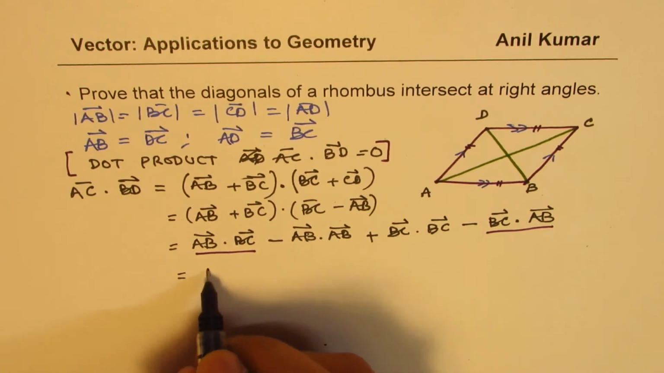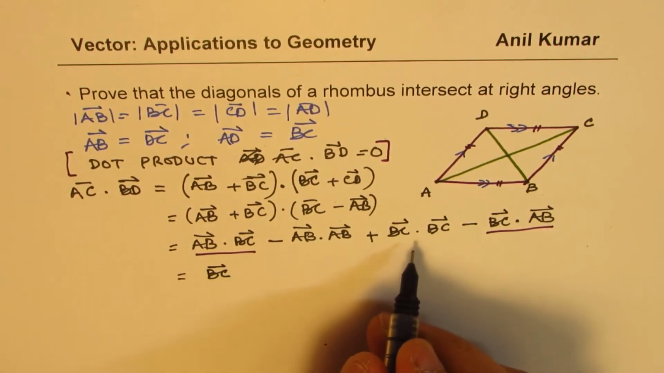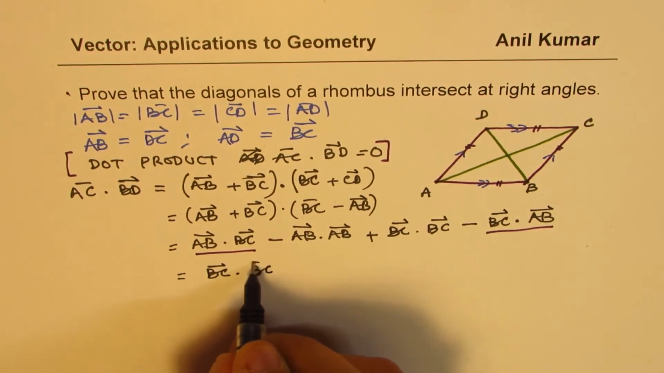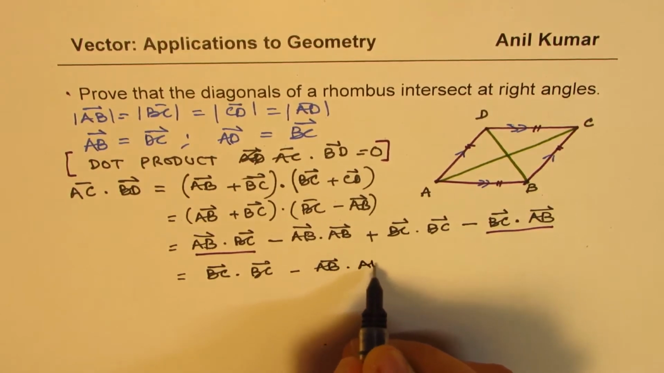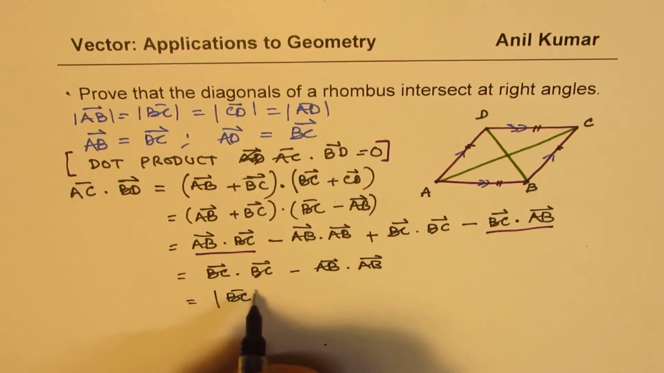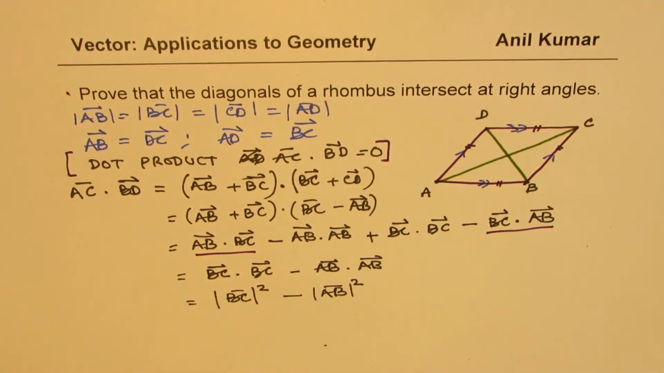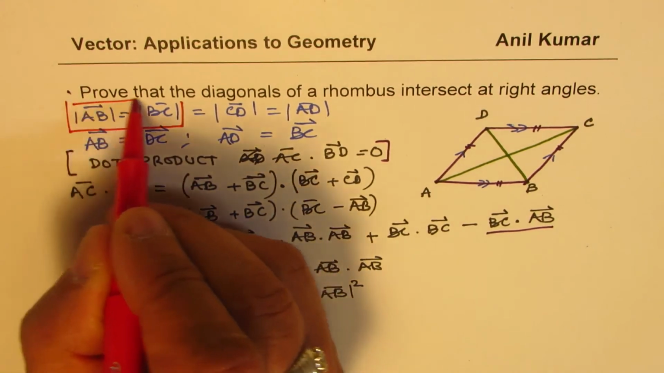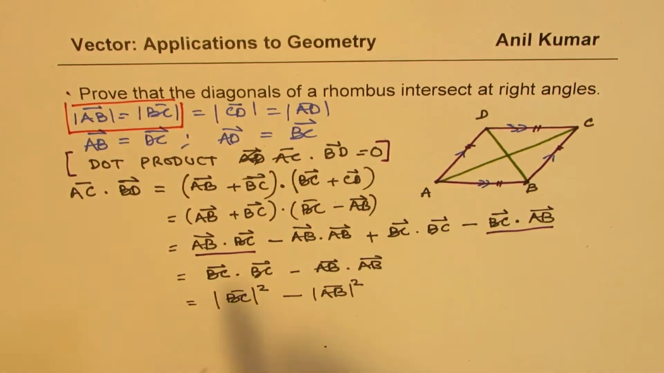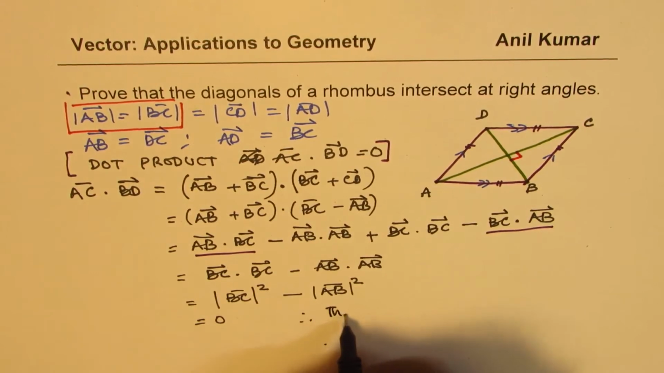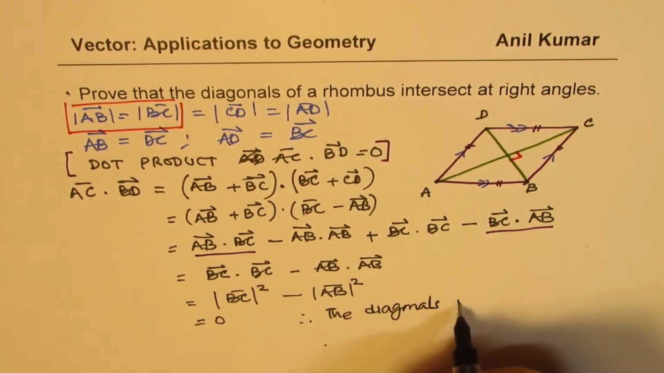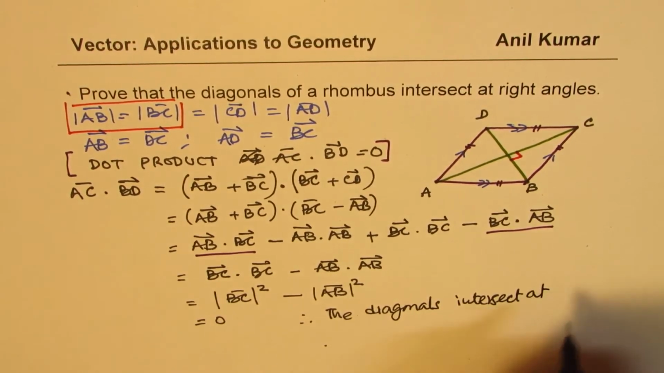BC dot BC is basically the square of the magnitude. Let me write here first BC dot BC minus AB dot AB, right? So that is the magnitude of BC square minus the magnitude of AB square. And these two magnitudes are equal, right? So magnitudes of AB and BC are equal. We are given that since it is a rhombus. And therefore, this is equal to 0. Perfect. Since the dot product is 0, they are going to intersect at right angles. Okay? So therefore, the diagonals intersect at right angles.